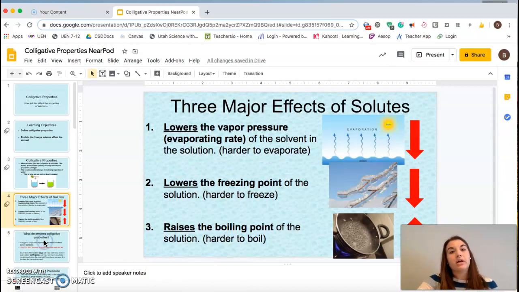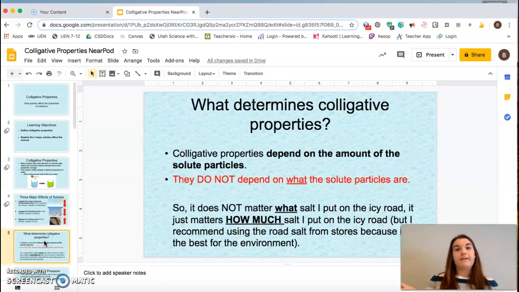Now, the big idea here is what determines colligative properties? Is it the type of salt? Does it always have to be NaCl, sodium chloride? Or could it be a different type of salt, magnesium chloride or potassium chloride? What type of salt makes water act so different? And the answer is, it does not depend on what salt you use. You can use magnesium chloride, sodium chloride, potassium chloride. You can use any salt you want. All that really matters is how much salt you use.